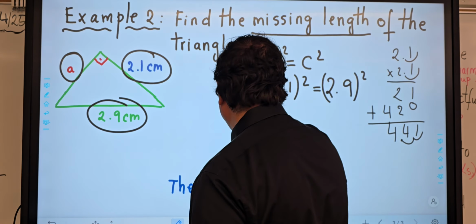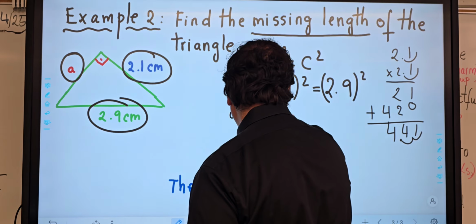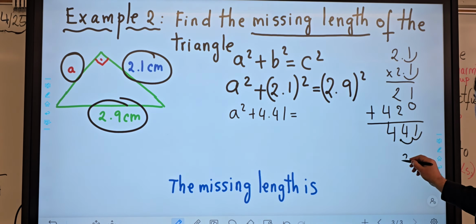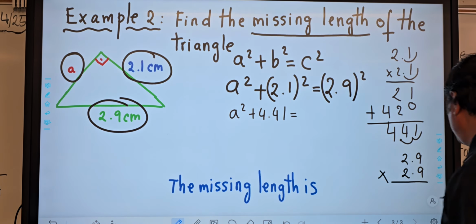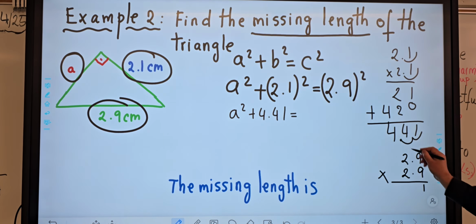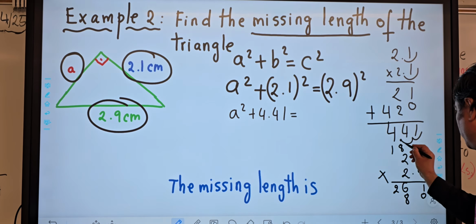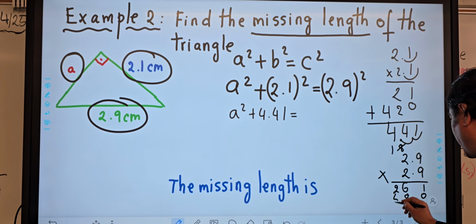So now we have A squared plus 4.41 equals, and let's multiply 2.9 times 2.9. Okay, let's see what we get. 9 times 9, 81. 1, carry the 8. 9 times 2, 18. Plus 8, 26. Let's continue. 0 place. 2 times 9, 18. 8, carry the 1. 2 times 2, 4 plus 1, 5.